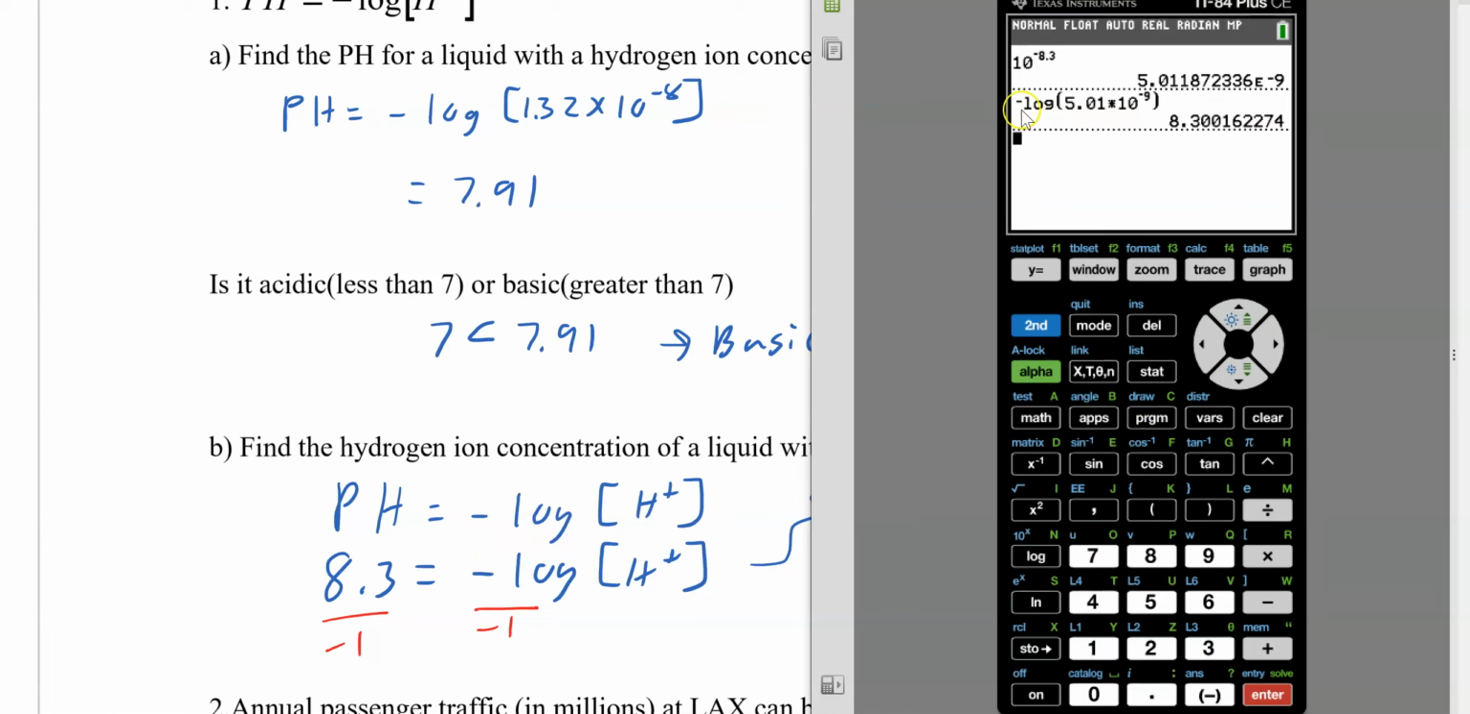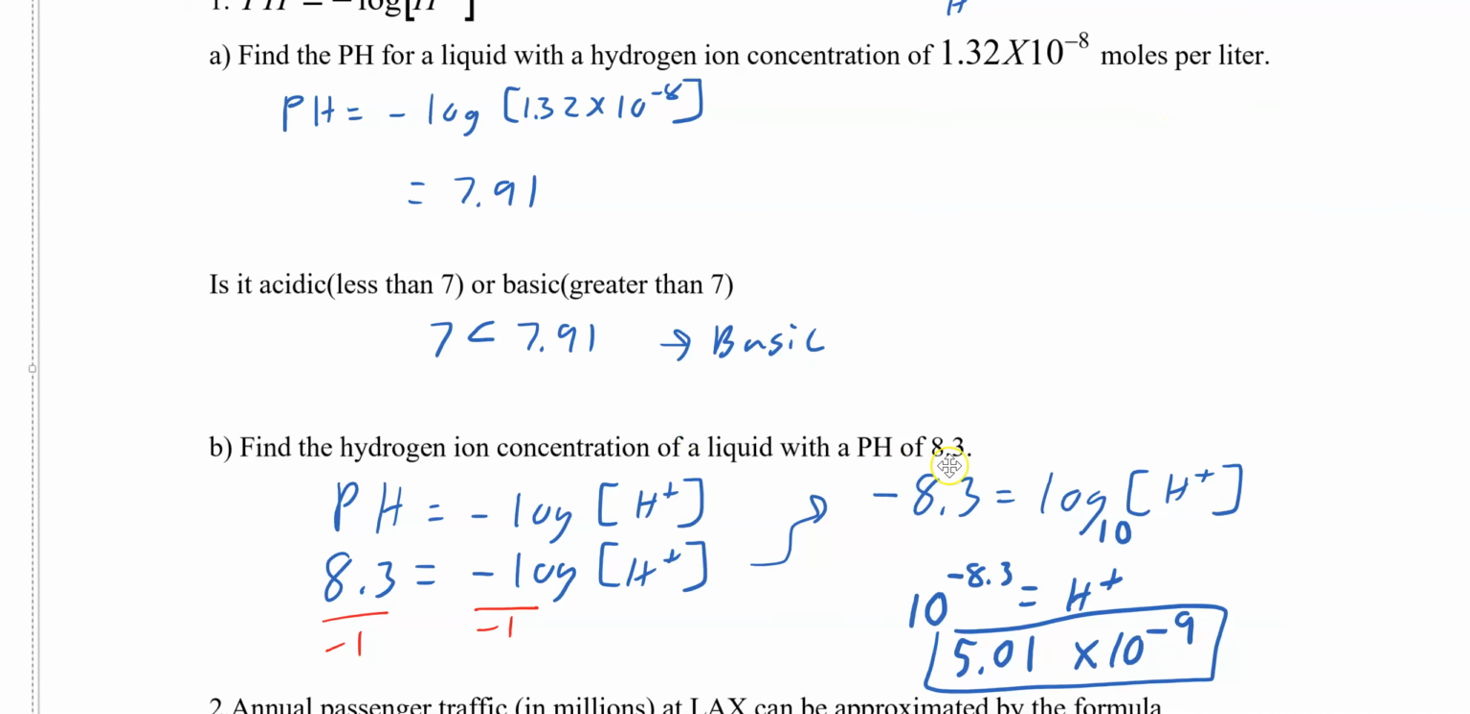And just to check it, if we plug it back in, you see there's the negative log of 5.01 times 10 to the negative 9, and we get 8.3, which is what we had for our pH. So there's our hydrogen ion concentration.